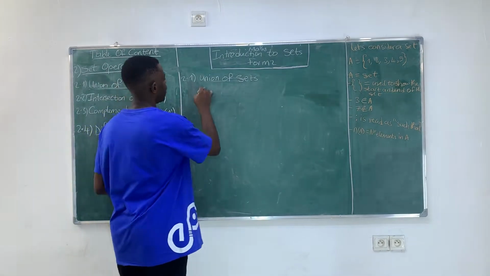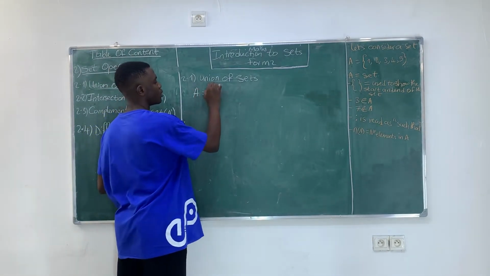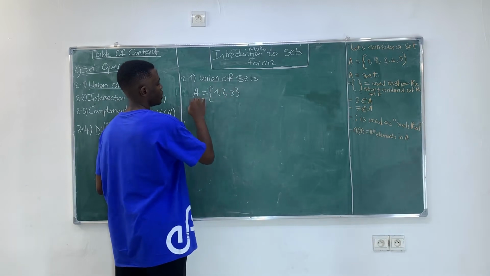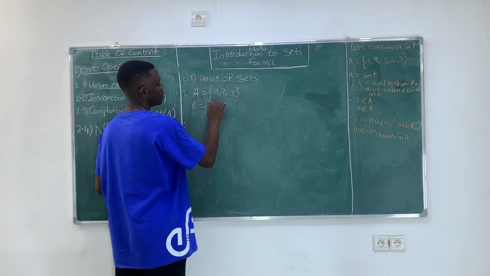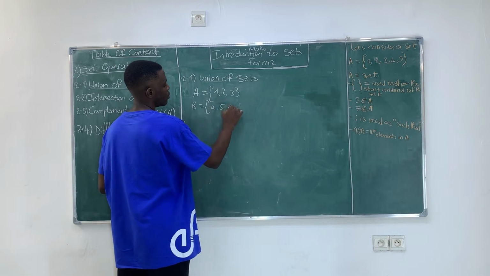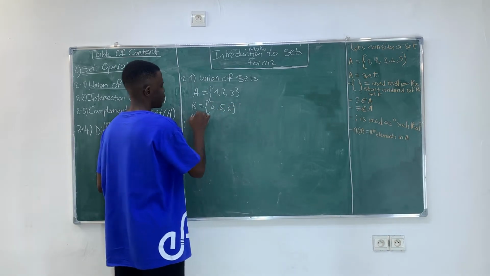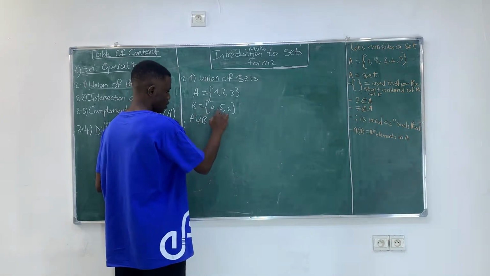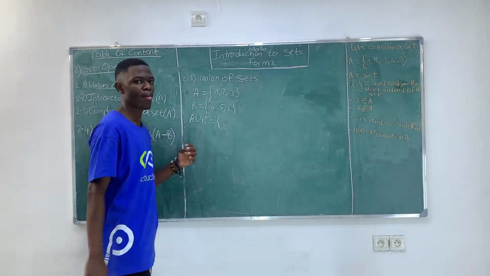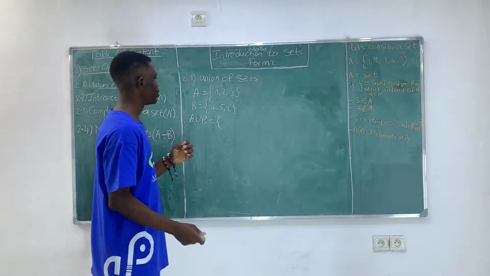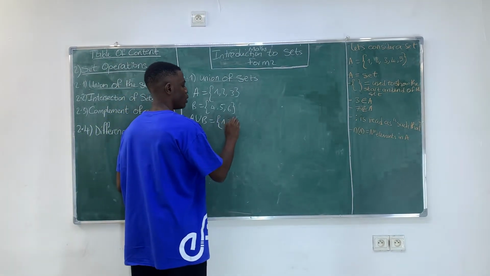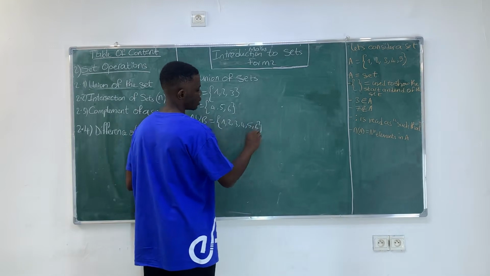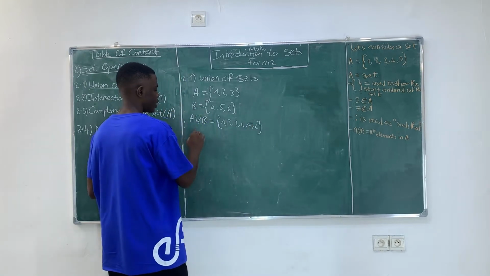So, for example, we have set A: 1, 2, 3. Set B: 4, 5, 6. What is A union B? A union B is going to be 1, 2, 3, 4, 5, 6. You have everything. Another example.